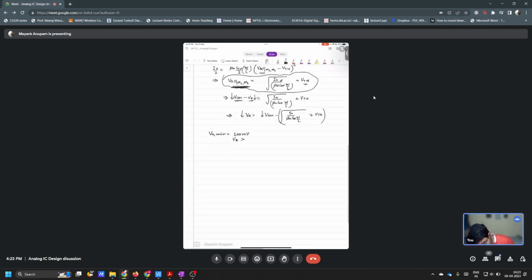Definitely Vx has to be greater than or equal to Vx minimum, which is equal to 100 millivolts. So what is Vx from here? It is equal to Vcm minus the square root of I naught over mu n Cox W over L, minus VTH, right? And this has to be greater than or equal to Vx minimum, which is 100 millivolts. From here you can work it out.